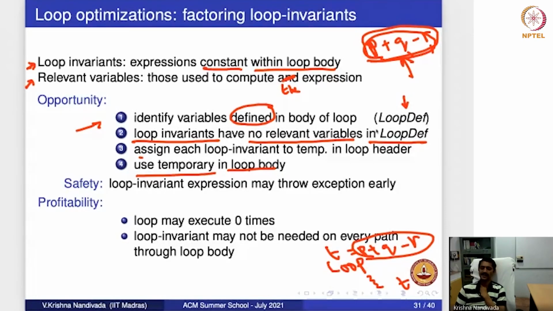Is this idea clear? I find out what are the variables defined in the loop, defined as in written to, that I call loop def. Then find out loop invariants.